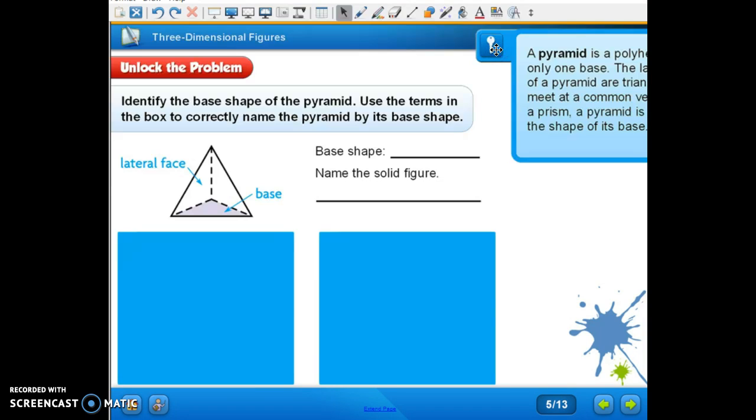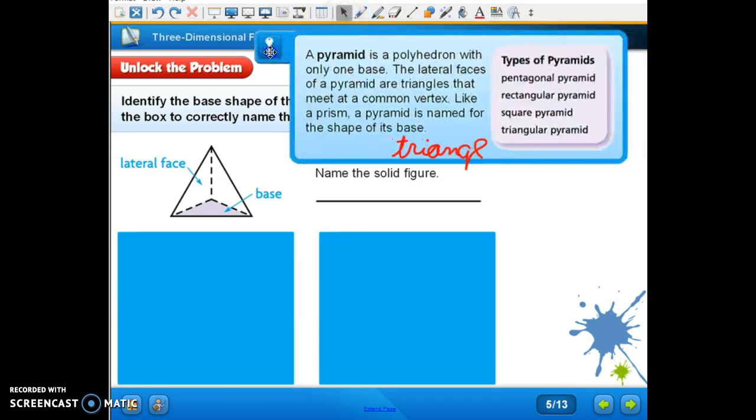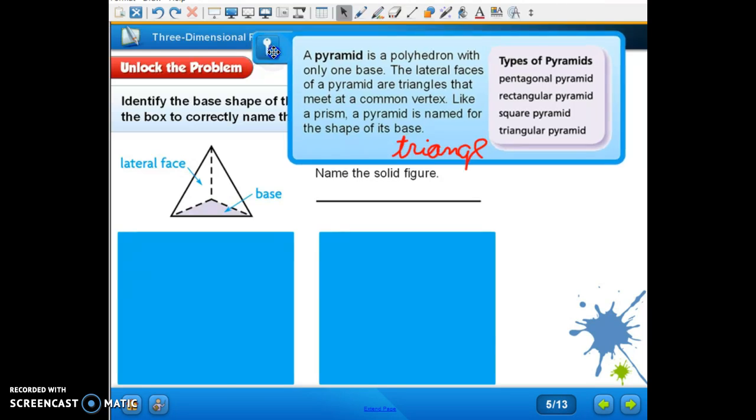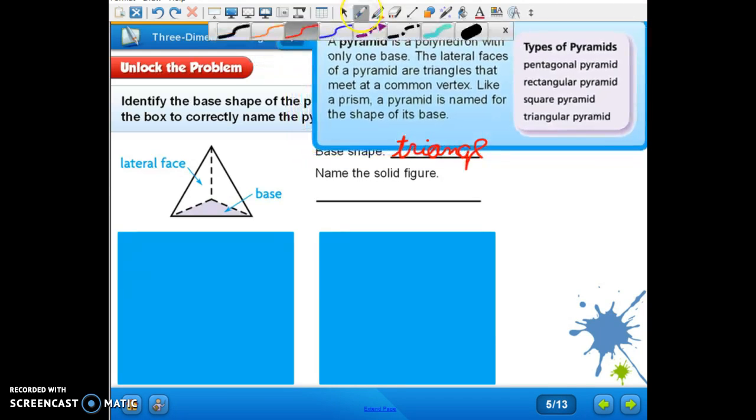Identify the base shape of the pyramid. Use the terms in the box to correctly name the pyramid by its shape. What shape is the bottom of this? Triangle. Therefore, it is a what? A triangular pyramid.